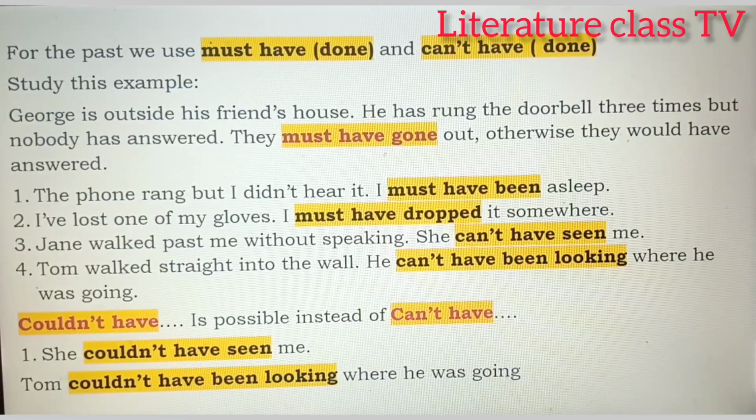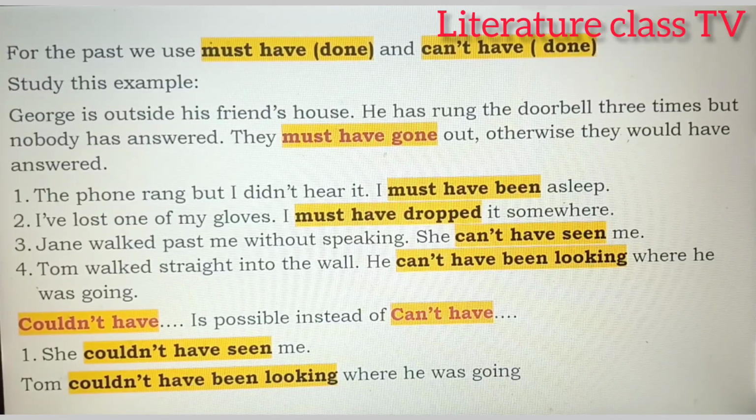Let's see the use of couldn't have. Couldn't have is possible instead of can't have. She couldn't have seen me. This action took place in the past. Tom couldn't have been looking where he was going.